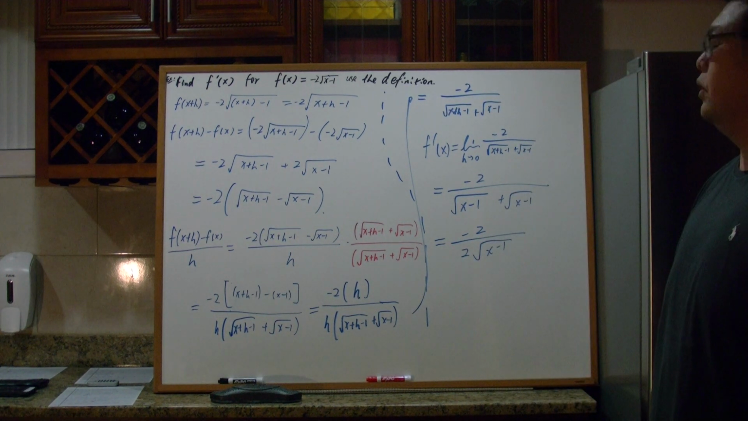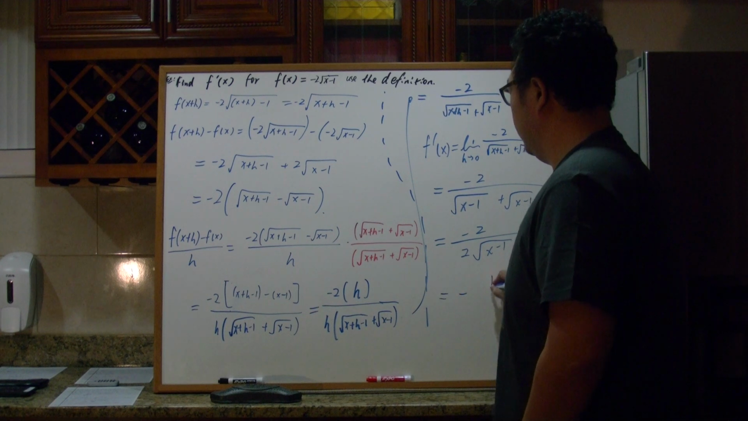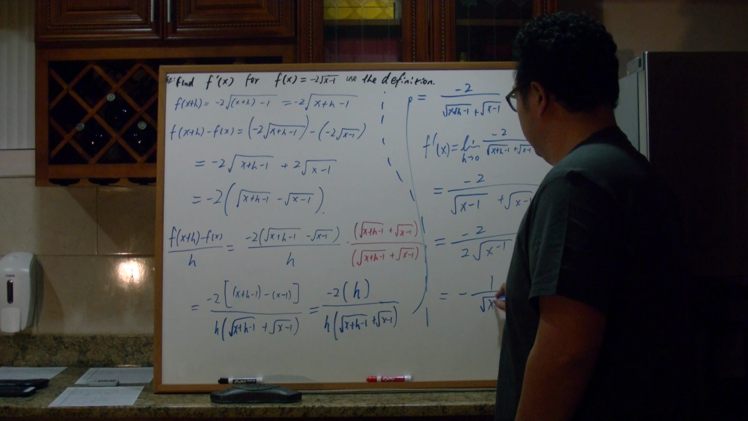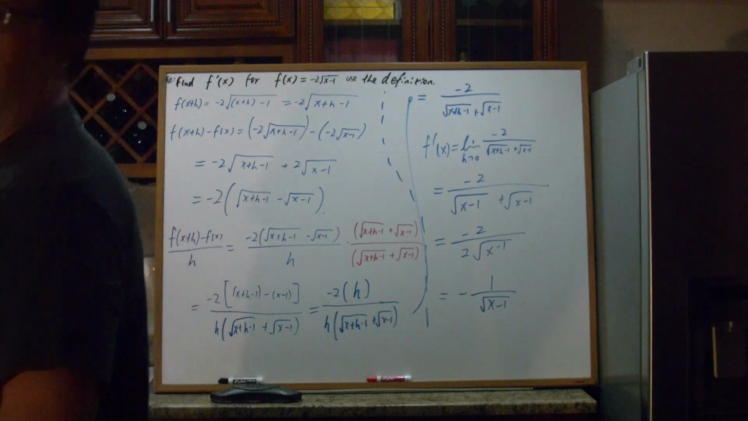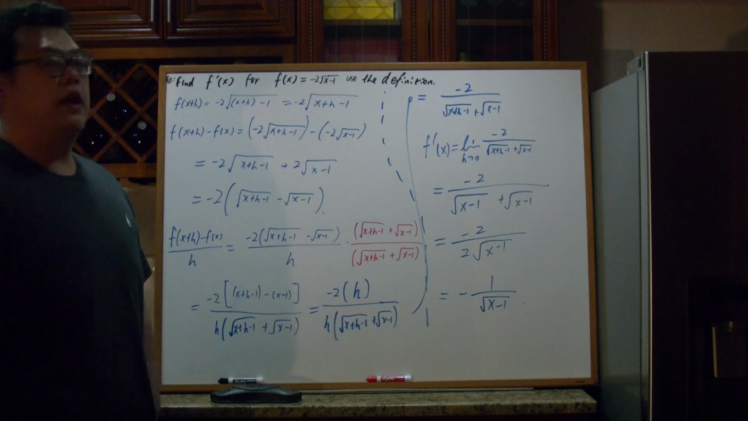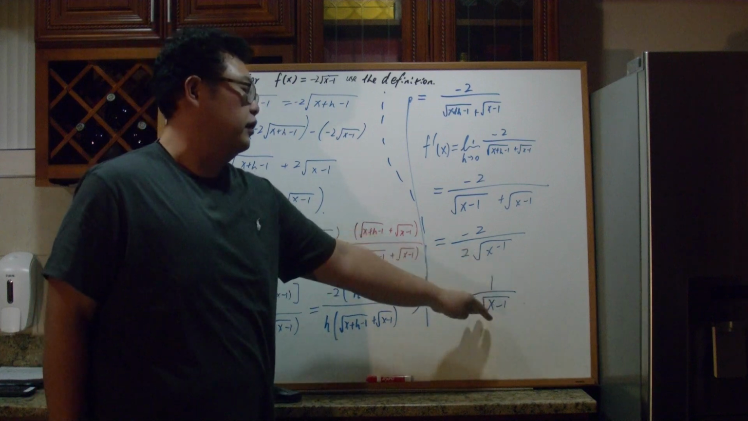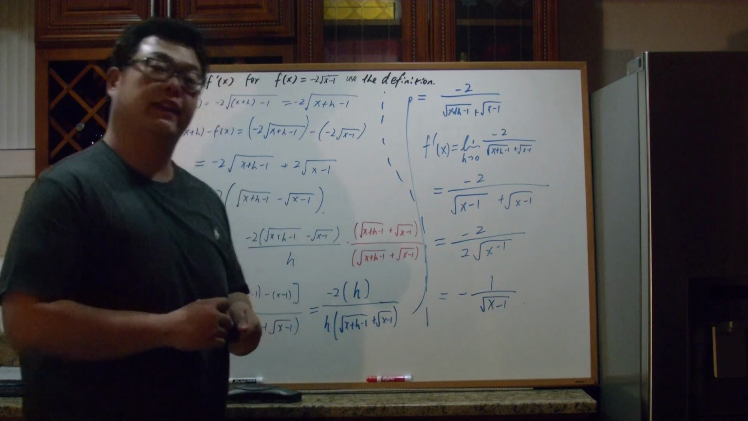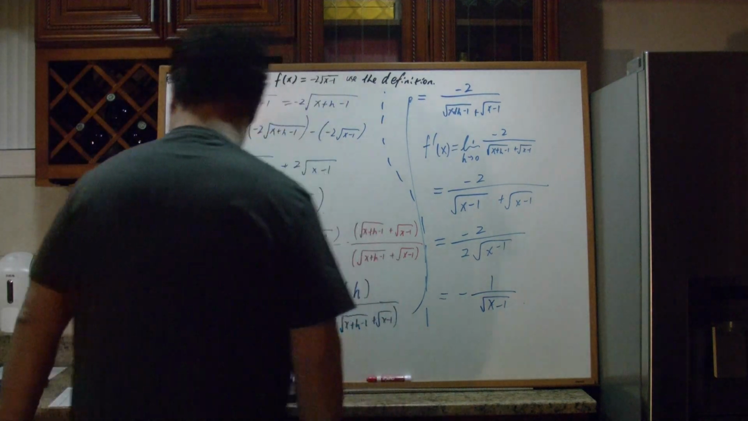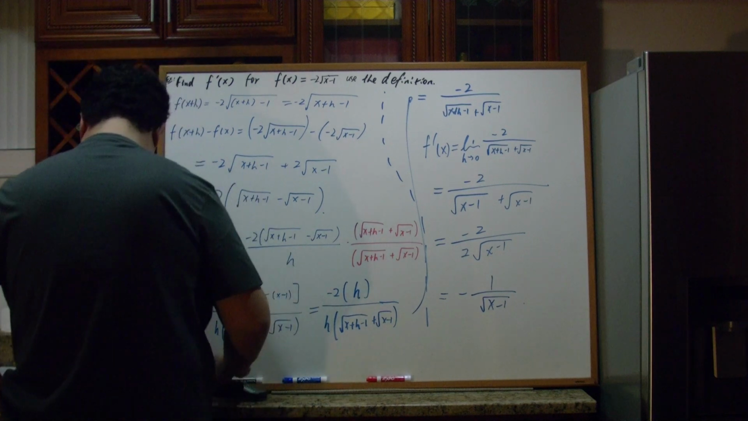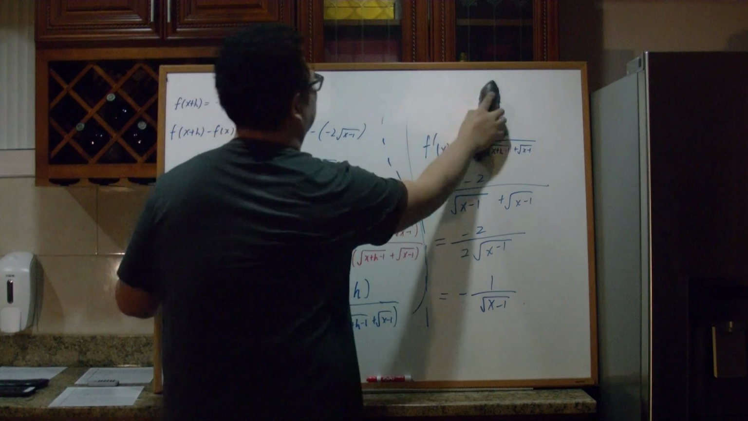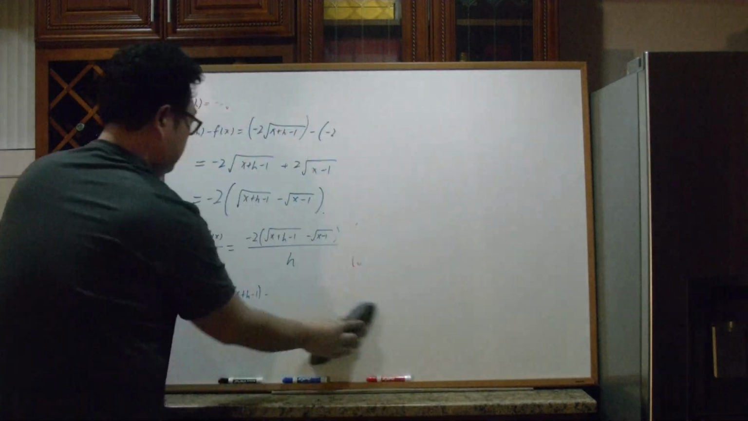Right? Negative 2 over 2 radical x minus 1. That's negative 1 over square root of x minus 1. I simplify the algebraic expression. At the end, we get the derivative of negative 2 radical x minus 1 equals negative 1 over square root of x minus 1. And that's what we have found for the radical expression.